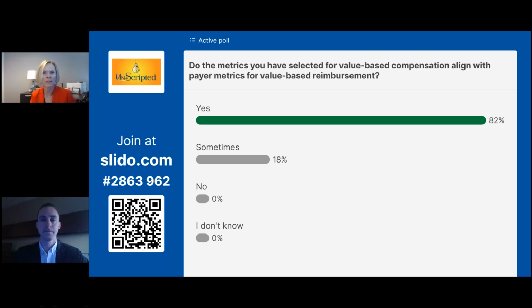And I think it just sometimes makes sense to align the payer metrics with the value-based metrics for compensation. One is from an administrative standpoint. You're already measuring those things, and so you should already have all of the processes in place and the data in place to be able to measure it. So it looks like about 82% of folks in the audience agree that we're already measuring. So why not just pull it right on through into the provider's arrangement as well. And again, 0% at no is great to see. People are already doing the right things here.